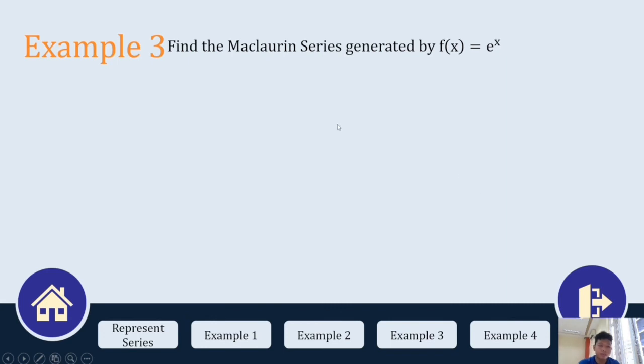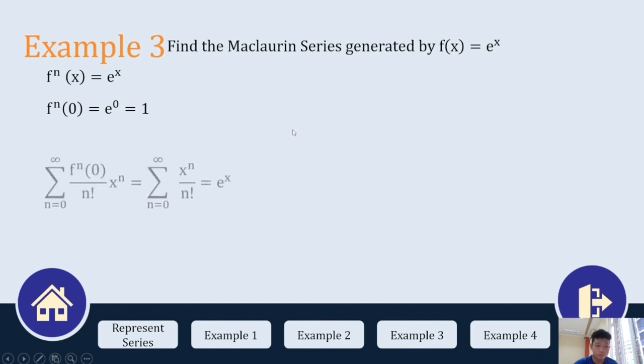So let's do example 3. Find the Maclaurin series generated by f of x equal to e to the power of x. In order to find this, you have to do the same thing, find the first 4 derivatives of this function. But as we already know, no matter how many times we take the derivative of this function, we will still get e to the power of x. So the nth derivative of f of x equals e to the power of x. And as we already know, the Maclaurin series is a special case where a is equal to 0. So the nth derivative of f at 0 equals e to the power of 0, which is equal to 1.